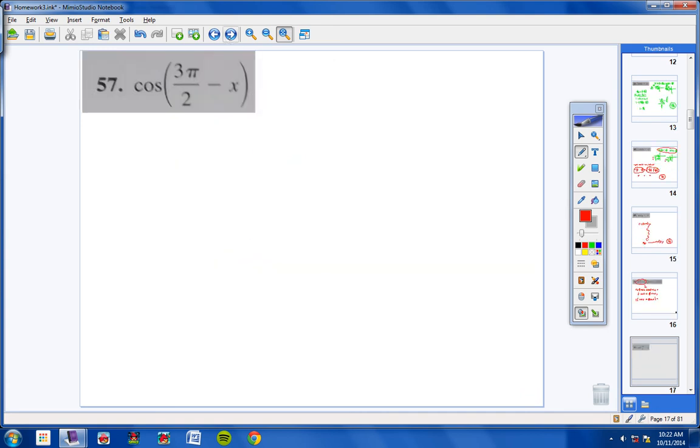The directions for 57 say to, hold on one second here, let me turn the page in my book. The directions for 57 say to simplify. So we're going to simplify our answer. Should not be too difficult to do. Here we go. We have cosine of two angles that are being subtracted. And so that would be cosine, cosine plus sine, sine.